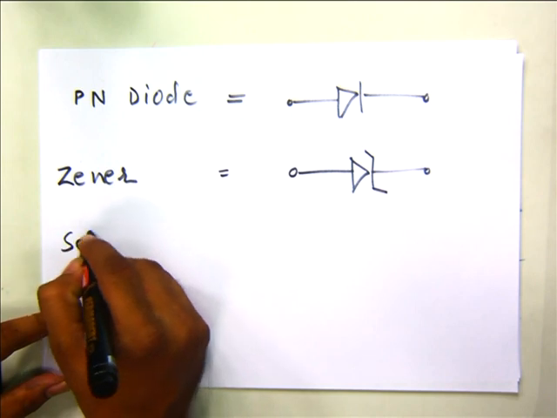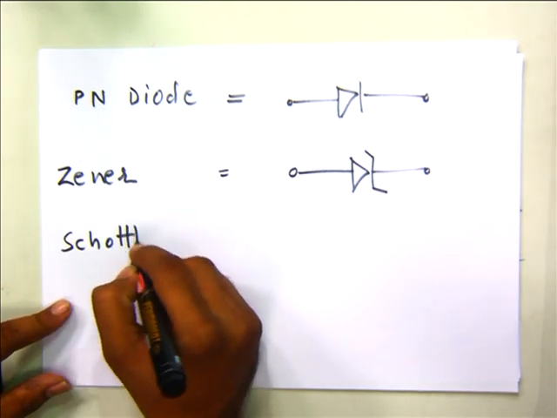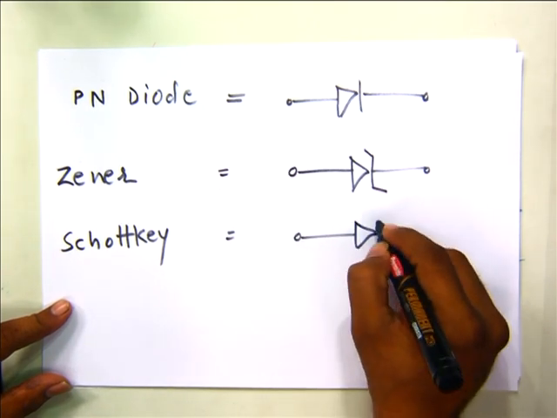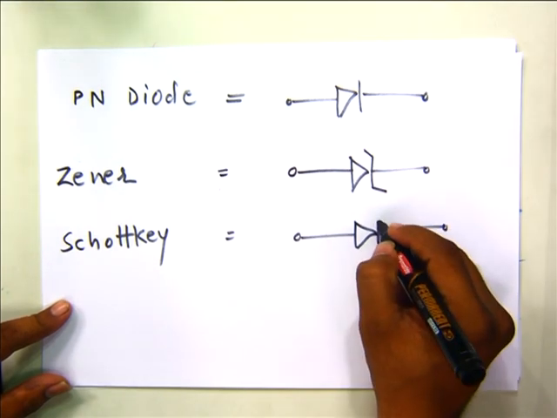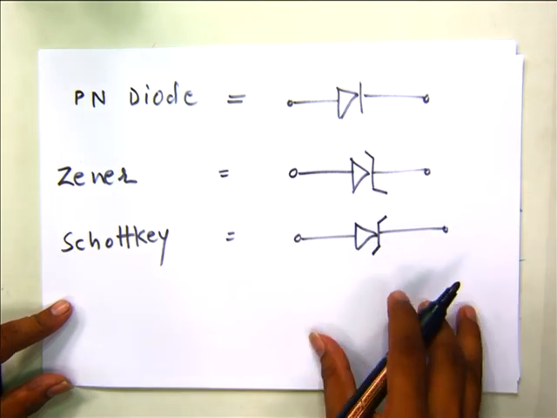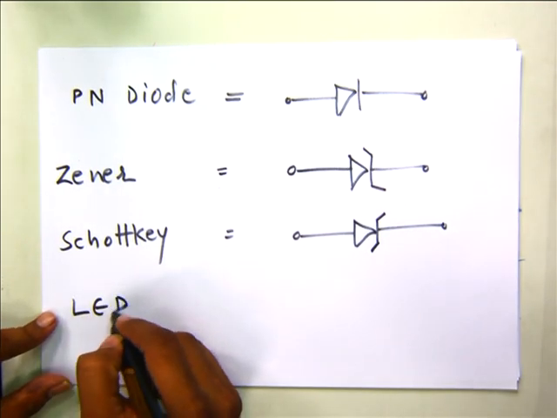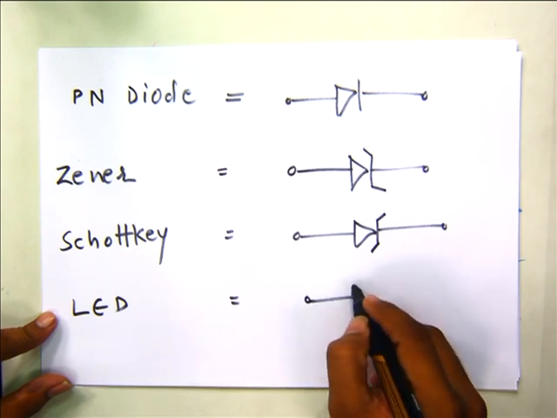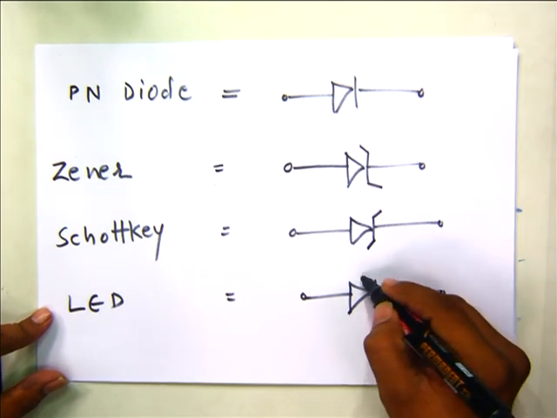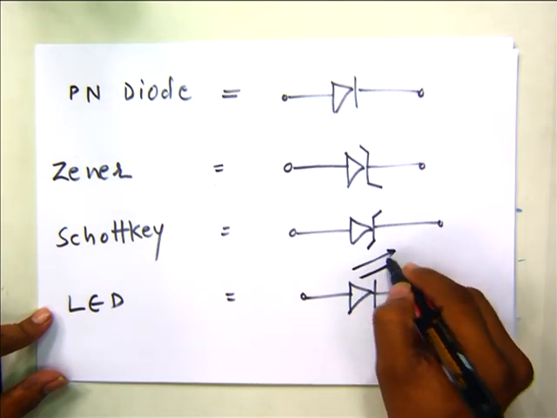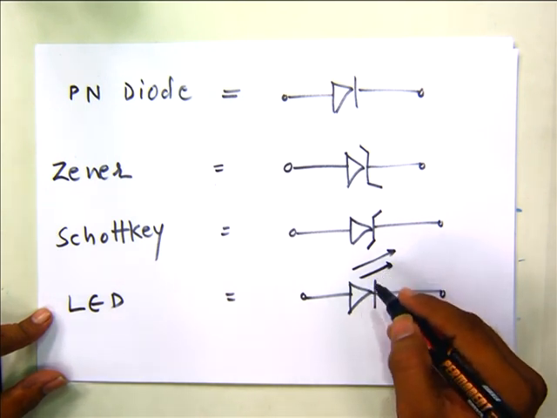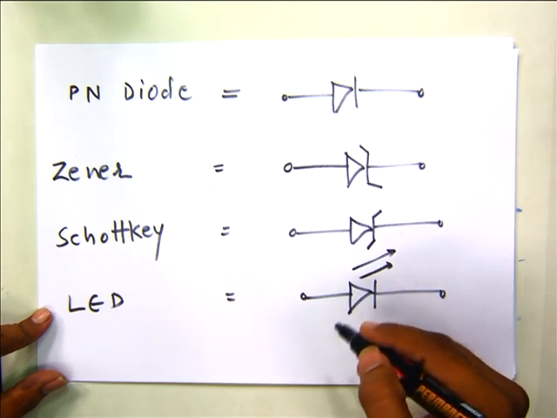Then the Schottky diode. Again you make the symbol of the diode, but the bar looks like the alphabet character S. And finally the LED. Again you first make the normal PN junction diode. It emits light, so you draw arrows showing the emitted light, and these are the photons which are emitted from that device.